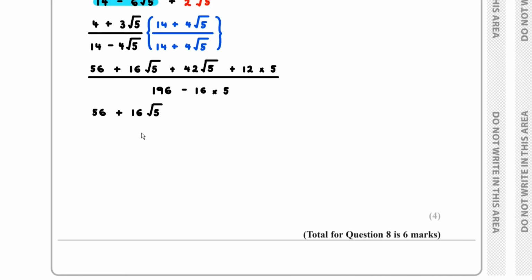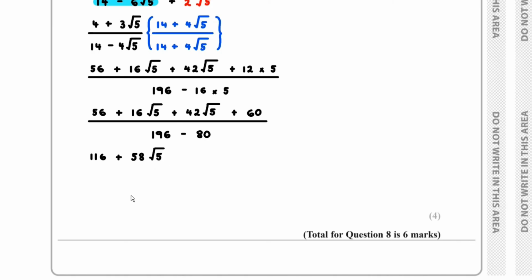We have 56 plus 16 root 5 plus 42 root 5, and 12 times by 5, that's 60. So we add on 60. And for the denominator, we have 196, subtract 16 times by 5, which is 80. And now if we simplify even further, 56 plus 60, that's 116. 16 root 5 plus 42 root 5, that's 58 root 5. And then we divide this by 196 subtract 80, which is 116.